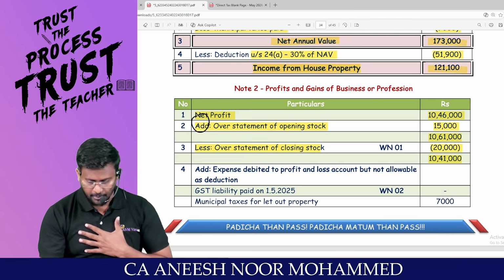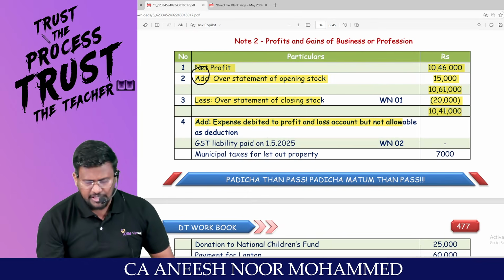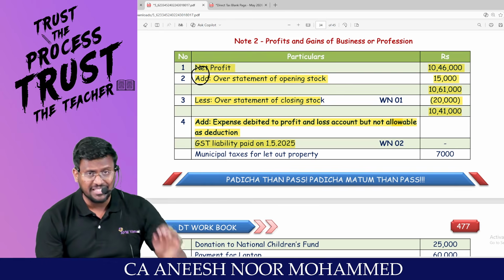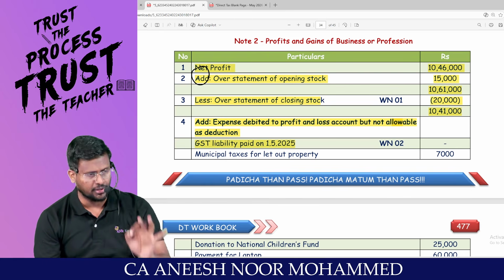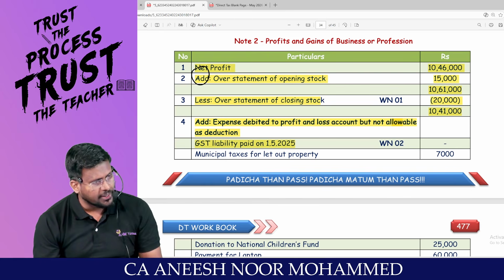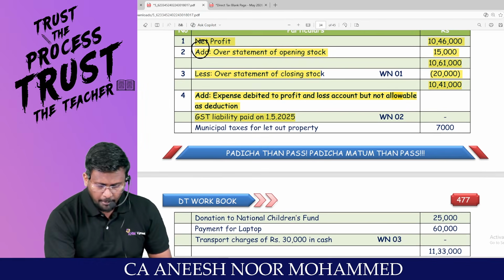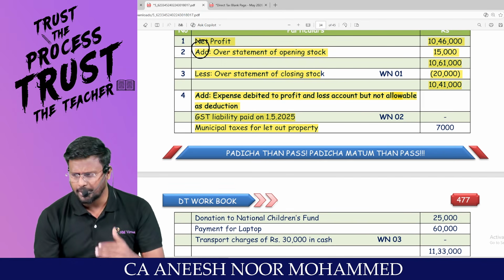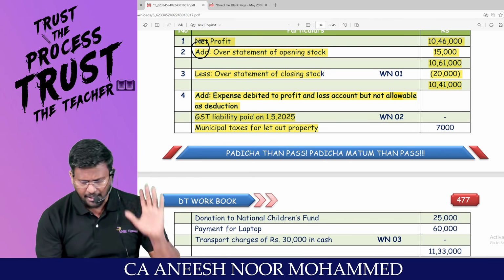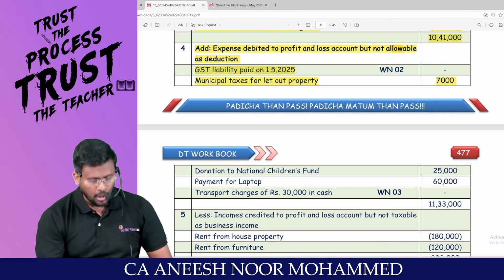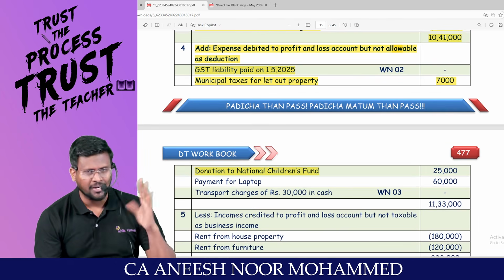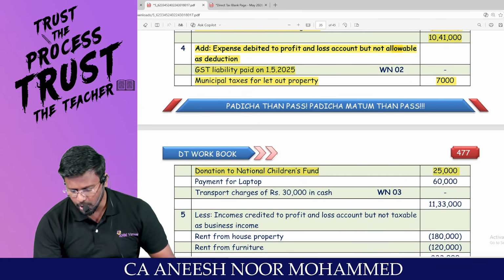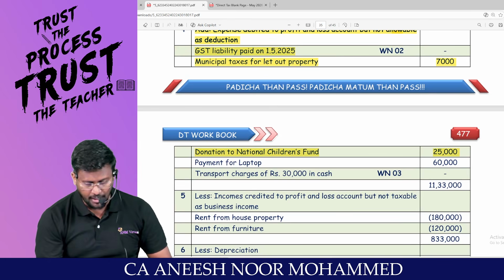Am I right? Add expense debited to P&L but not allowable as deduction. For example, GST liability, since it has been paid before filing the return of income, no 43B disturbance will be there. It will be allowed as a deduction. Municipal tax for let out property is an impurity for PGBP. It should not be debited to P&L account. Should be added back. That's why 7,000 we are adding back. Donation to National Children's Fund, sir, this is not a business expenditure. This is charity. This should not be debited to P&L account as a business expenditure. Should be added back.